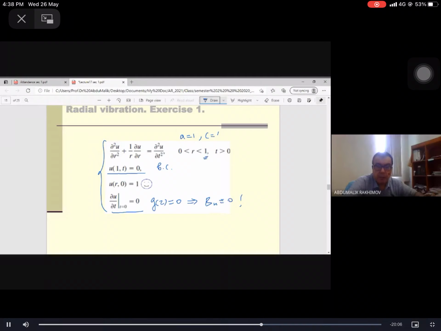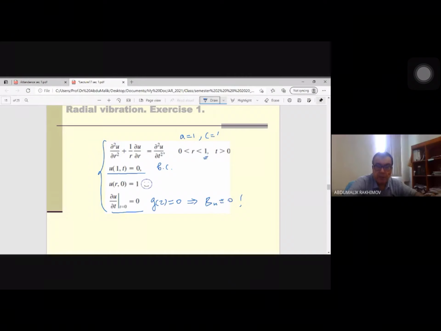So now what about this condition? Our F(r) is equal 1. So why is this guy smiling? What do you think? Why is this guy smiling here? Any idea?